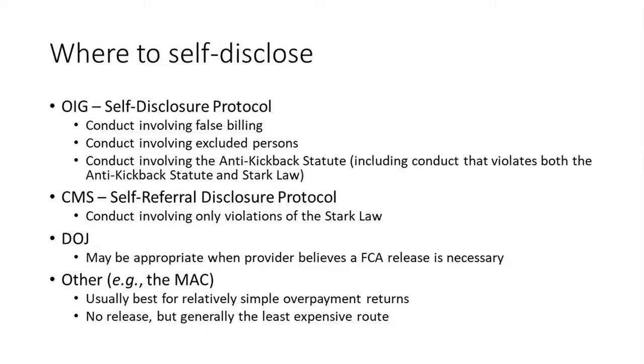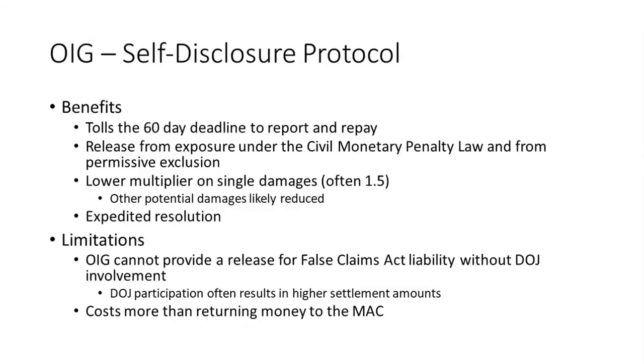DOJ: if you think you're going to need a False Claims Act release, you want to report to DOJ. Remember, that doesn't toll the 60-day rule if you go to DOJ. That only is through the protocols of CMS and OIG. So if you do self-disclose to the Department of Justice, that does not stop that 60-day clock from ticking. And then there's the MAC, and again, that's usually the best for relatively simple overpayments. You don't get a release, but it's usually the least expensive route.